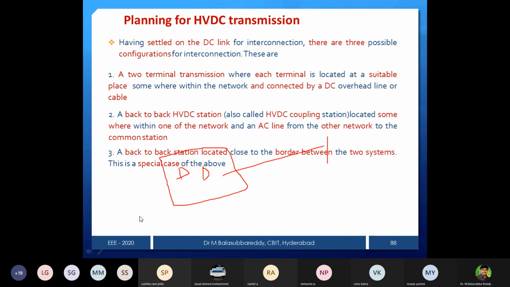And then a back-to-back station located close to the border between the two networks.